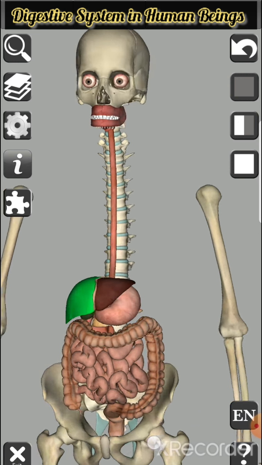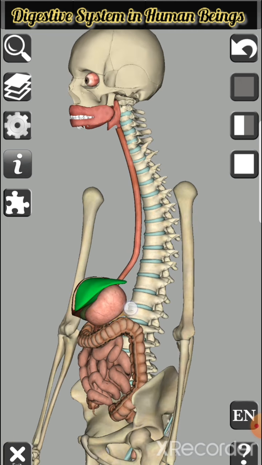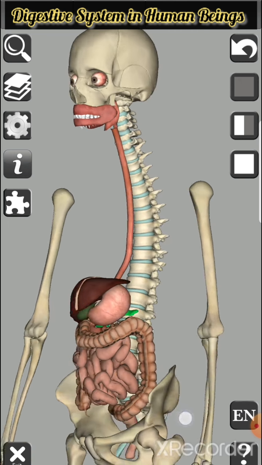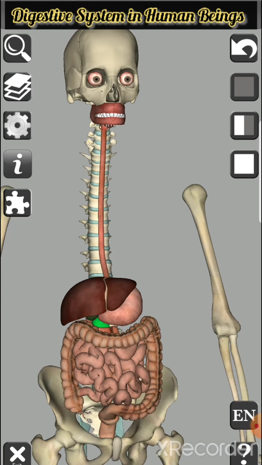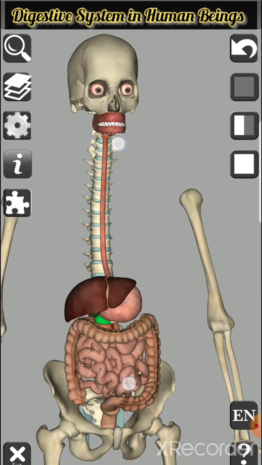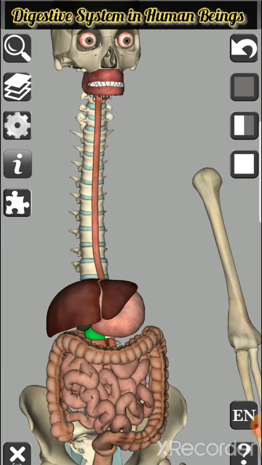in digestion of food, help in digestion of food. One is the liver, pancreas and gallbladder, and the salivary gland. So there are different glands and organs which help in digestion of food. Now today we are going to discuss one by one how we digest our food.